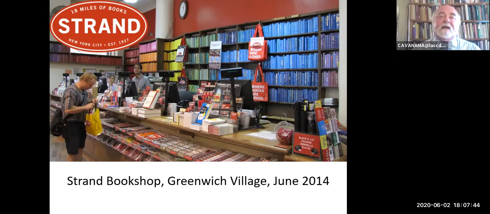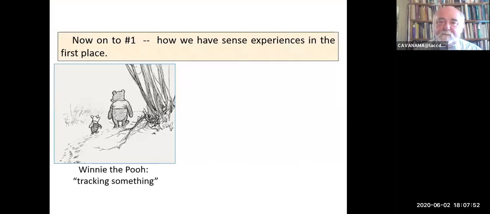And here's the checkout counter at the Strand. They did this as kind of a joke. They arranged all their books by color. Obviously, that wouldn't work. Now on to number one, how we have experiences in the first place.